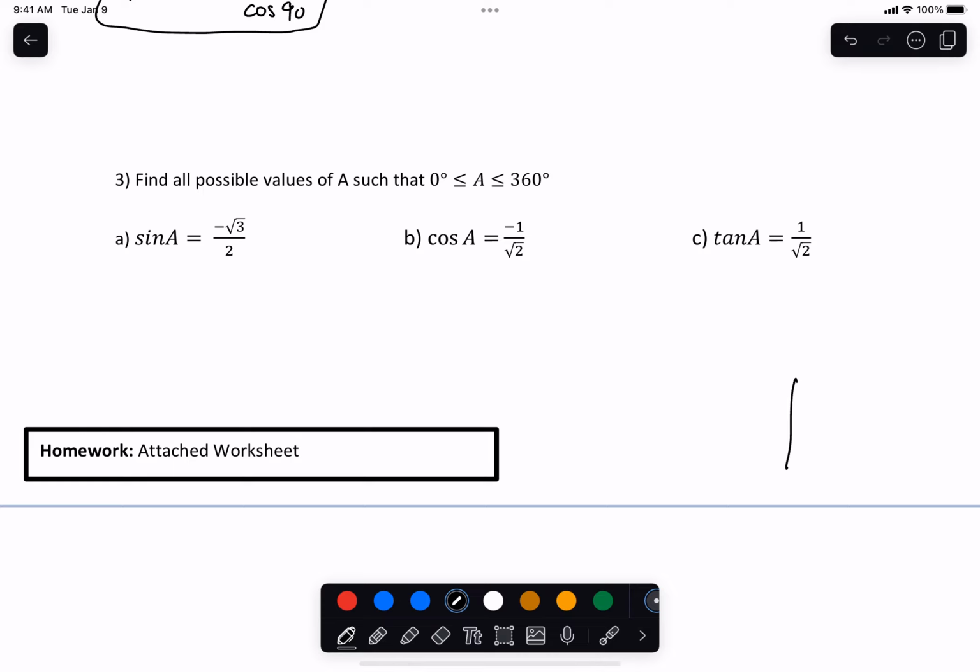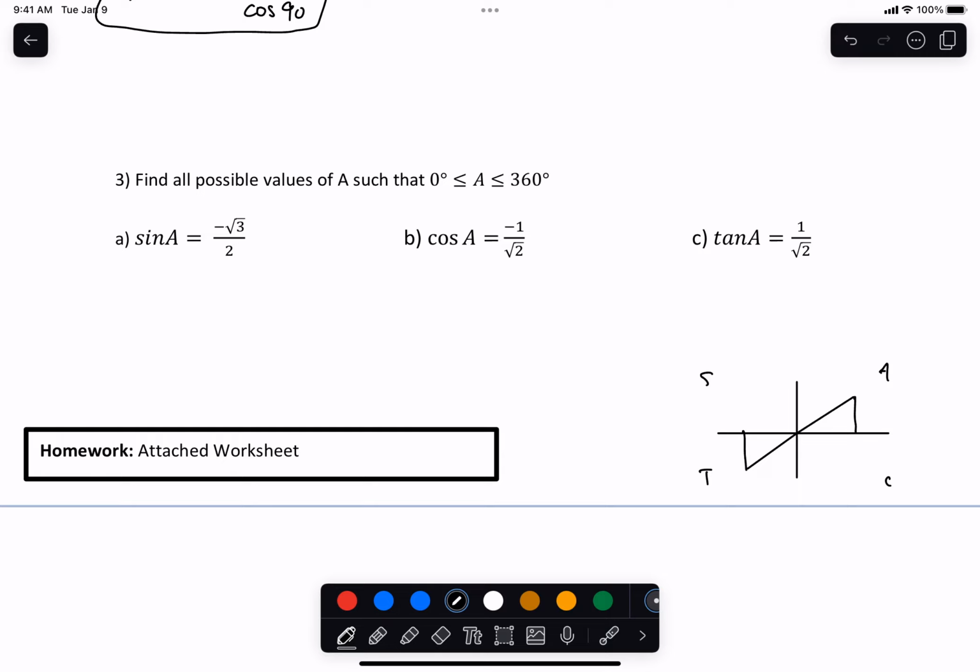First step, draw yourself a little sketch. You could, if you wanted to, put the cast rule on and talk about which one is positive where. It looks like our trig ratio is positive. And the trig ratio we're talking about is tangent. So, where is tangent positive? Bottom left and top right.